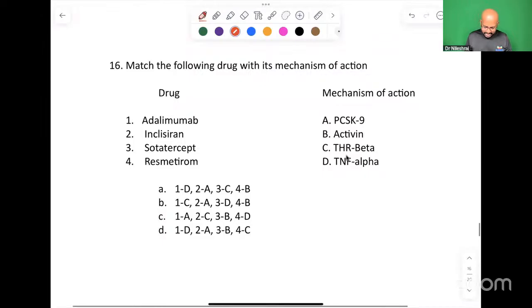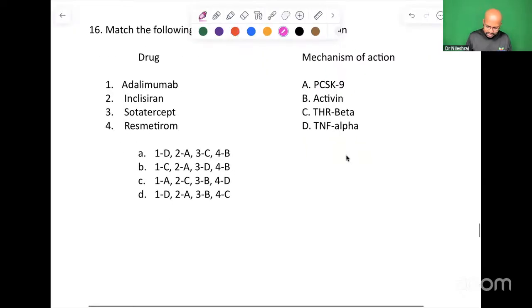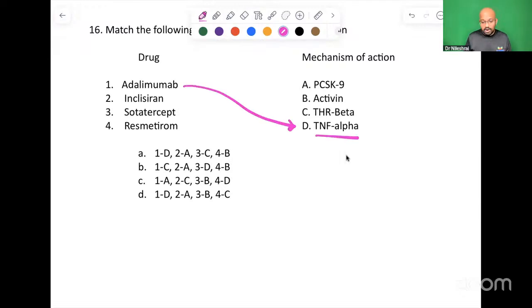The next question, match the following drug with its mechanism of action. This was a little bit difficult for some of the students. They have told, we'll explain that. Adalimumab, it is an anti-TNF alpha monoclonal antibody.